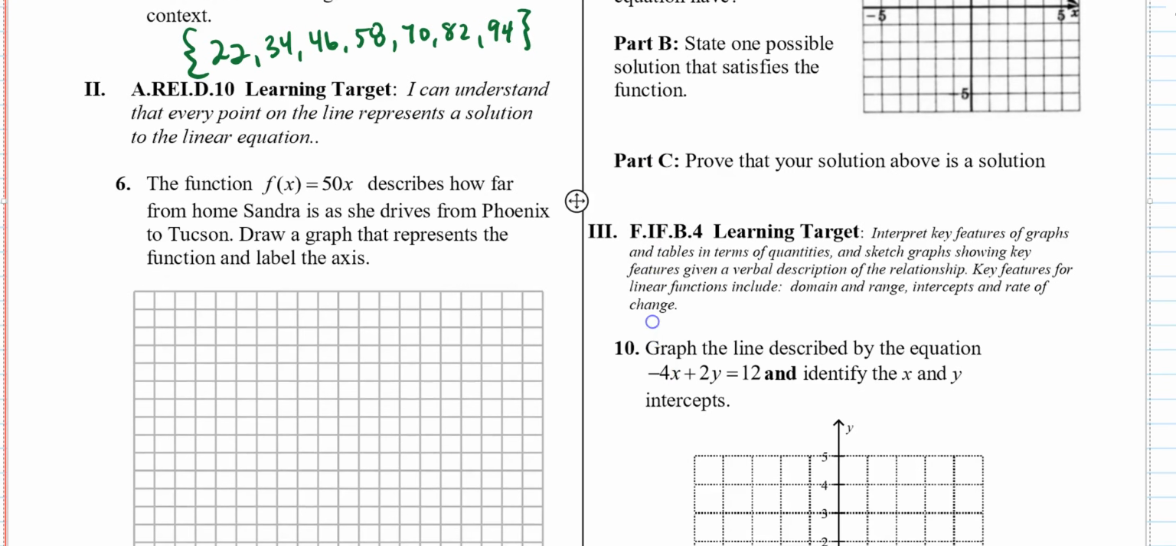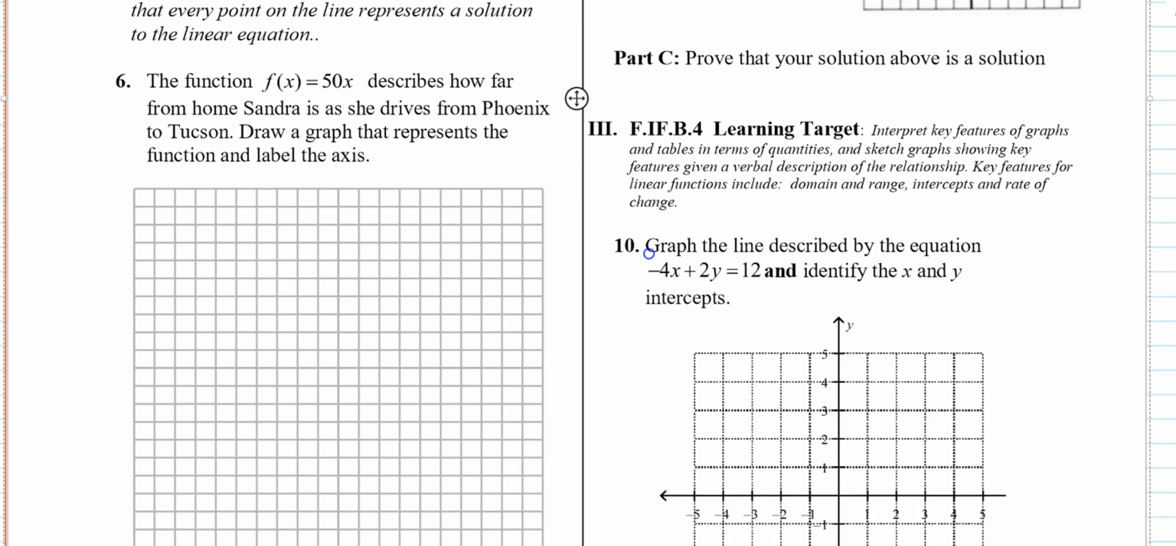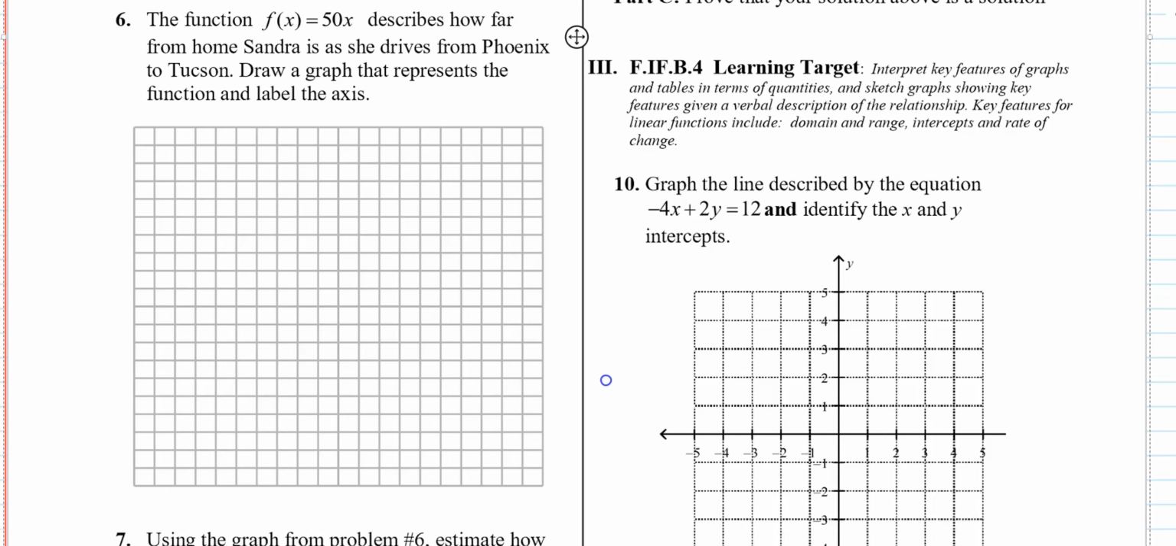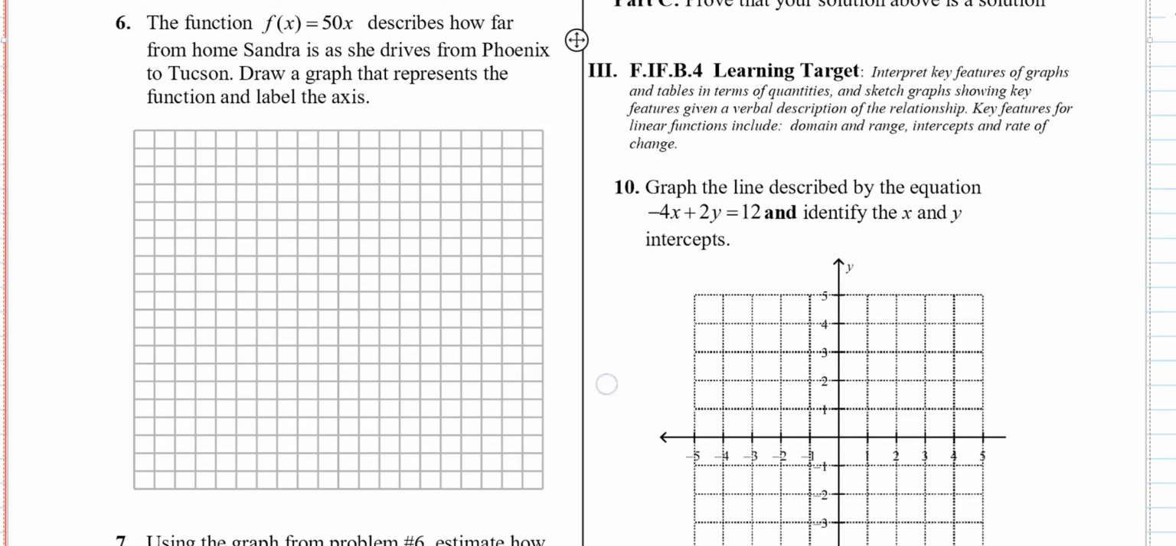Number 6, the function f of x equals 50x describes how far from home Sandra is as she drives from Phoenix to Tucson. Draw a graph that represents the function and label the axes. So if it's 50x, we know that m is 50 over 1 and b is 0. So she's going to start down here in the corner. And just so we can spread it out a little bit, I'm going to skip, and every other line is going to be worth 10.